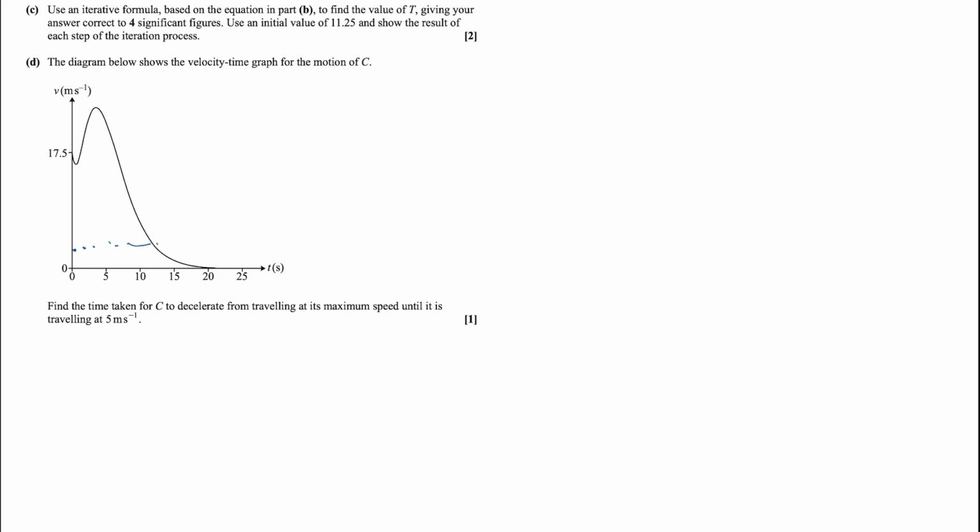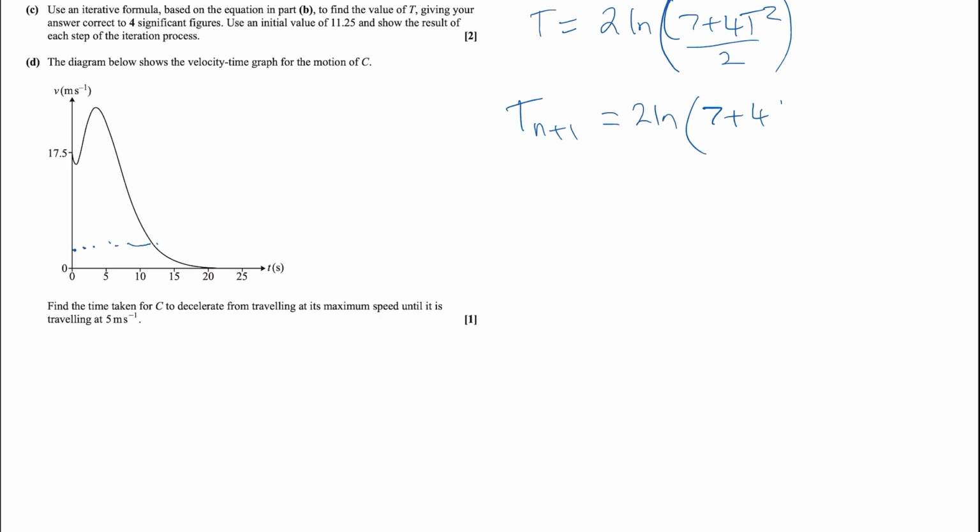All right, so what was the formula? It was t is 2 lots of the natural log of 7 plus 4t squared over 2. So how can we make this into an iterative formula? Well, let's call this t to the n plus 1. And let's call this tn. So we were told to use t0 is 11.25.